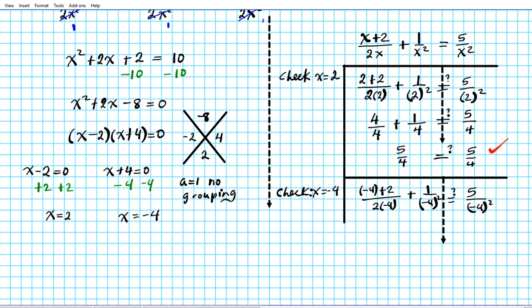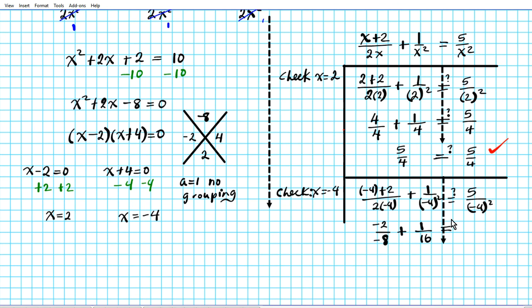So we're going to have -4 plus 2. Since you're adding numbers with different signs, you subtract and keep the sign of the bigger. So you have -2 over 2 times -4, which is -8, plus 1 over -4 squared. If you raise a negative number to an even power, the negativity goes away, so you have positive 16.